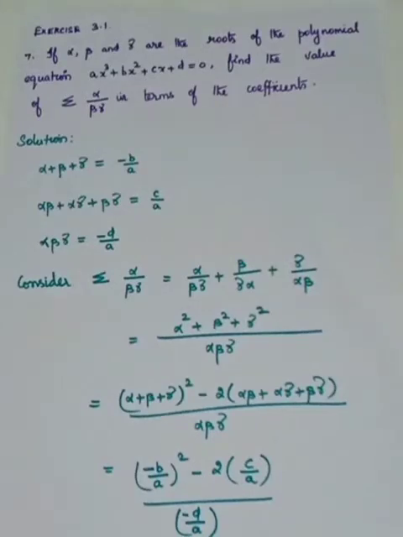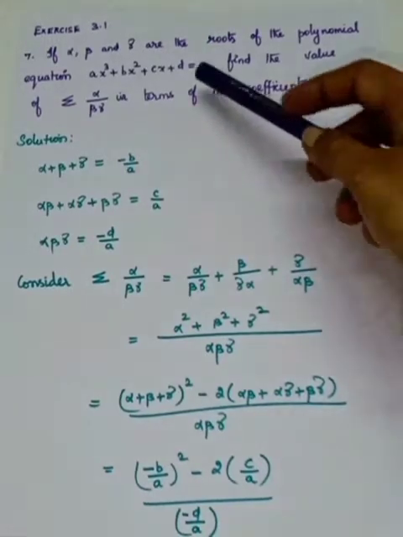Good morning, students. Exercise 3.1, problem number 7. If alpha, beta and gamma are the roots of the polynomial equation ax cube plus bx squared plus cx plus d is equal to 0, find the value of summation of alpha by beta gamma in terms of the coefficients.